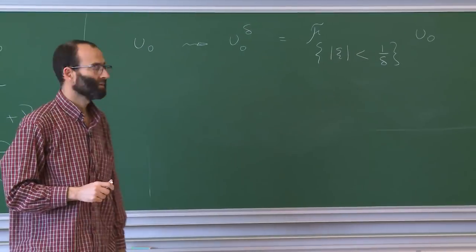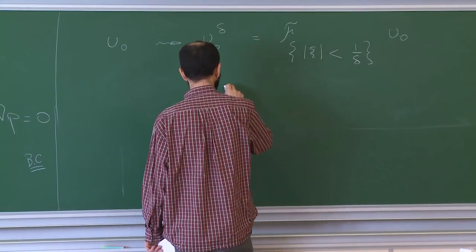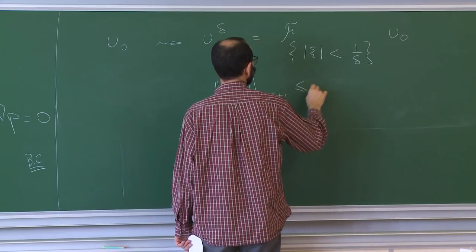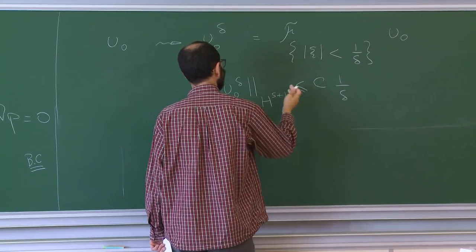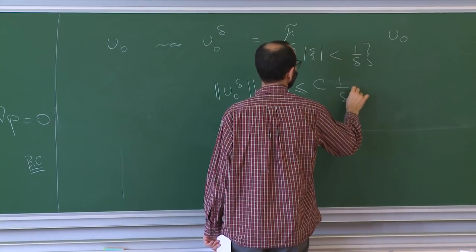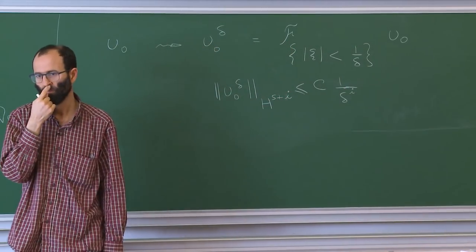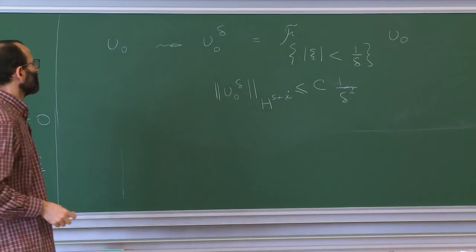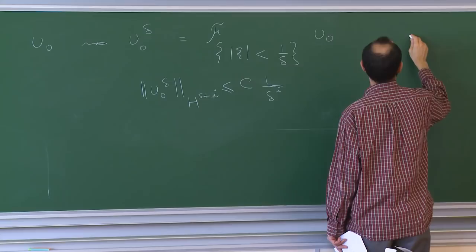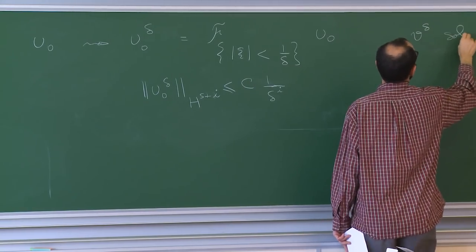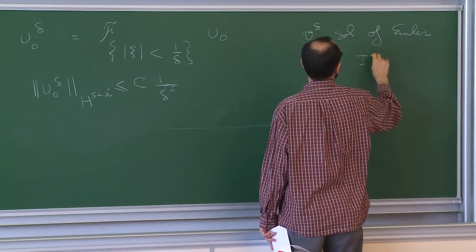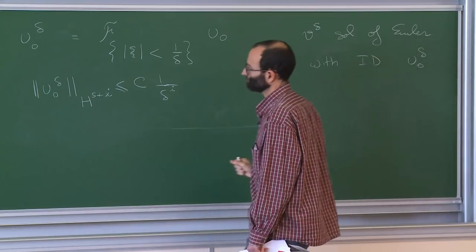Okay, so you can take something like this. Then what you get is that this guy in HS plus 1 will be less than a constant times 1 over delta, and in HS plus 2, and in general in HS plus I, it is something like that, if you do it the way I mentioned. So then what you do is look at V delta, the solution of Euler with initial data u0 delta.